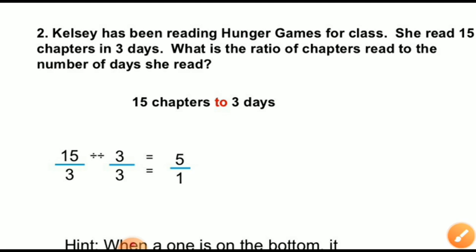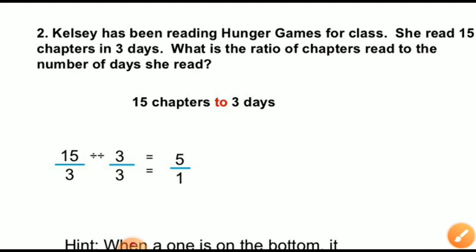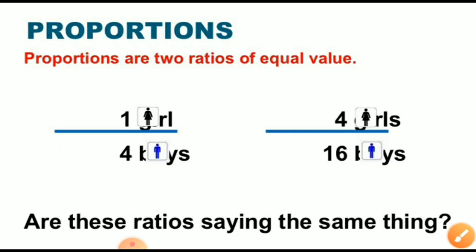Yes, correct. When a 1 is on the bottom, we can write only 5. Isn't it? But here it is a ratio. That's why we have to specify 5 is to 1, not only 5. Keep it in your mind. Proportion. Oh, very good. Very nice. Pictures are here with you. Proportions are two ratios of equal value.